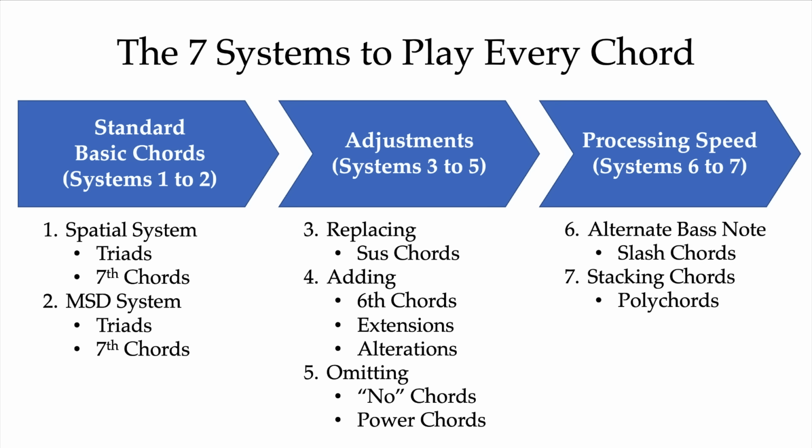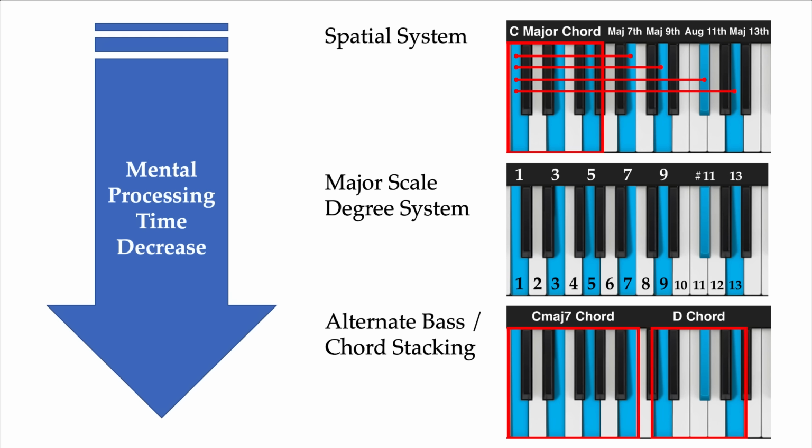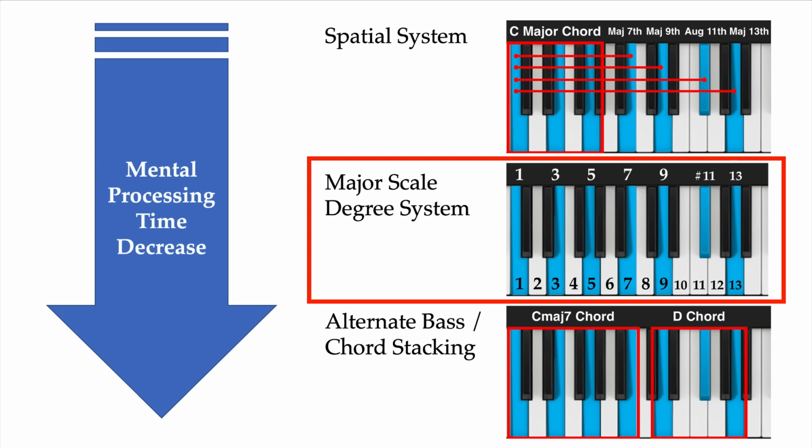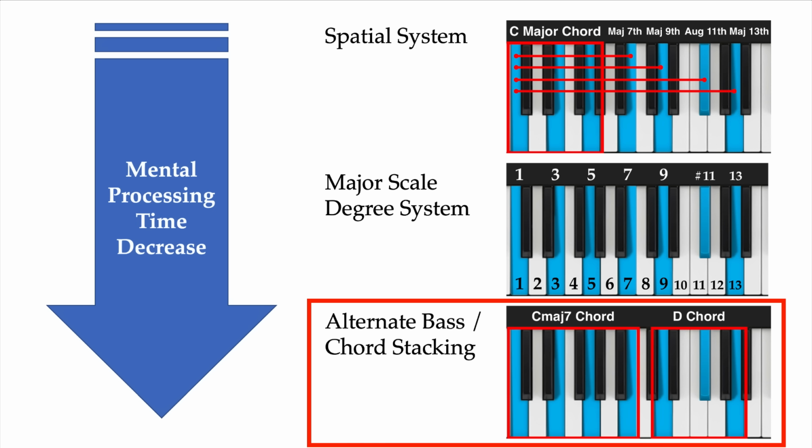Both of these systems of thinking can be used to process a chord faster. We can actually view our different systems of thinking in terms of the time required to mentally process a chord. The spatial system requires a lot of mental processing time to see all those intervals. The major scale degree system is a bit faster if you know your major scales. The use of alternate bass notes or chord stacking can further reduce mental processing time for many people.